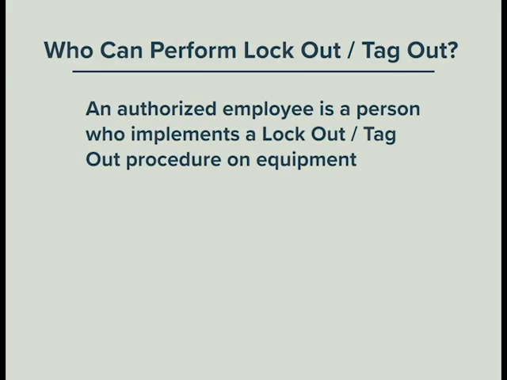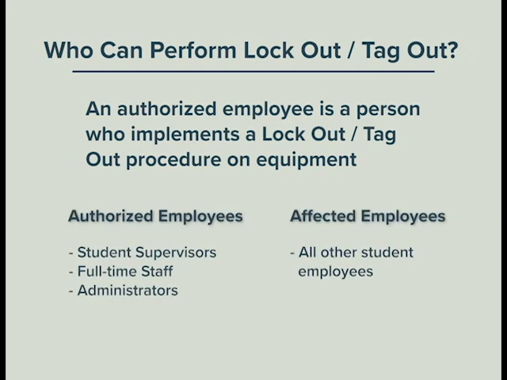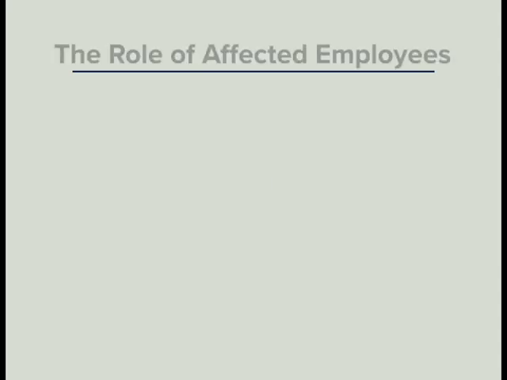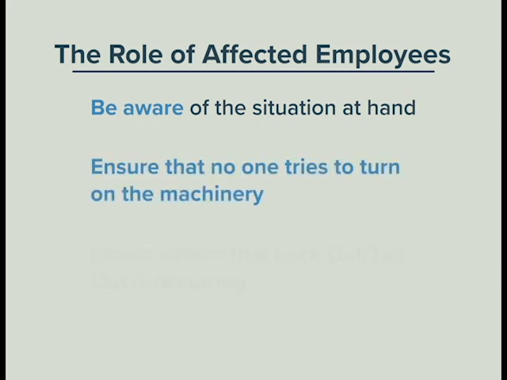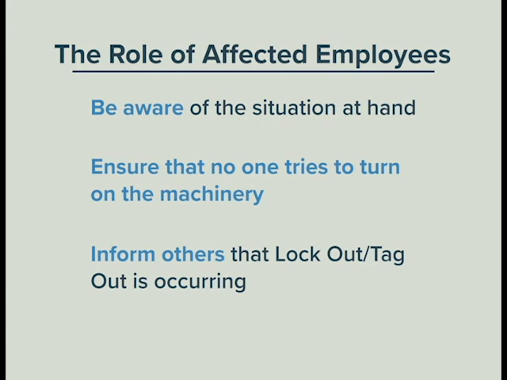An authorized employee is a person who implements a lockout-tagout procedure on equipment. Authorized employees include student supervisors, full-time staff, and administrators. All other student employees fall under the category of affected employees and will not be performing the lockout-tagout. Affected employees have 3 tasks during the lockout-tagout process. The first is to be aware of the situation at hand. The second is to ensure that no one tries to turn on the machine. The third is to inform other coworkers that lockout-tagout is occurring.